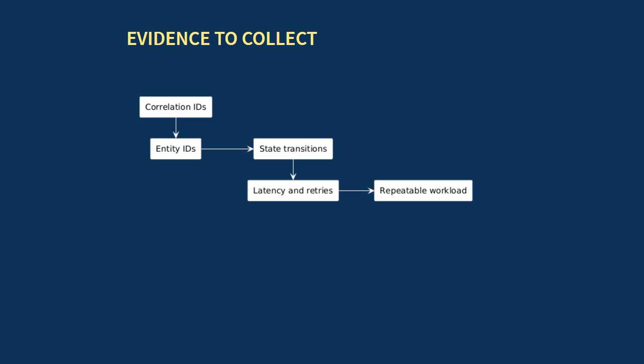What evidence would actually convince a reviewer that the failure is real? A trace that reconstructs the ordering, plus workload and timing data that reproduce the bad behavior under the same conditions.